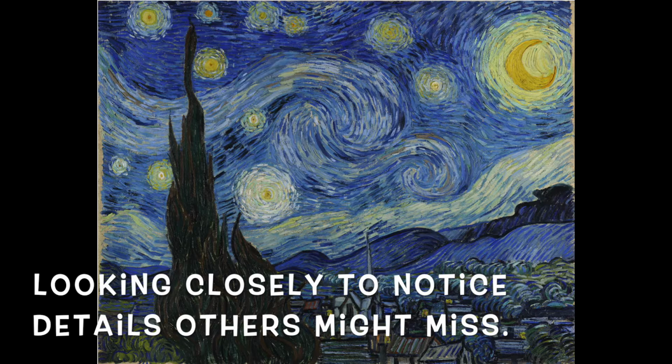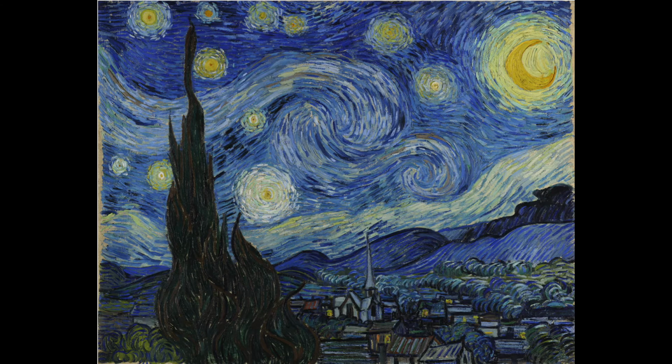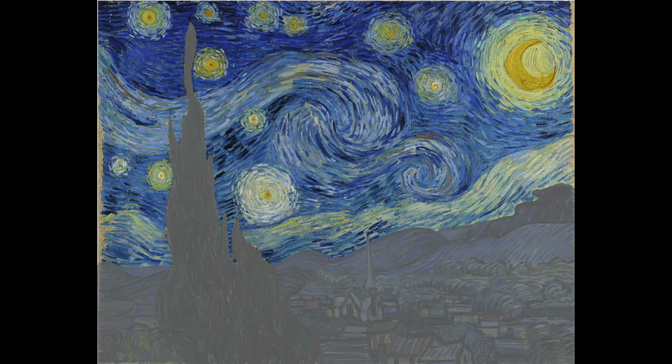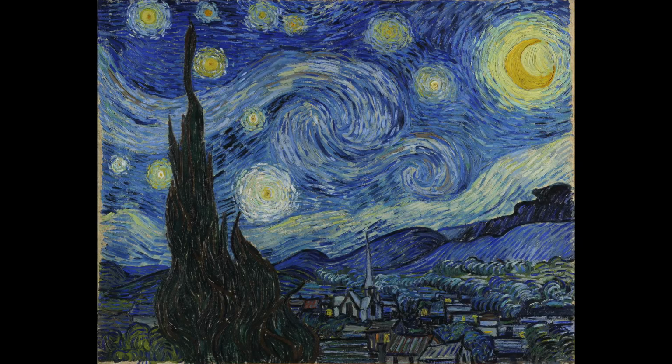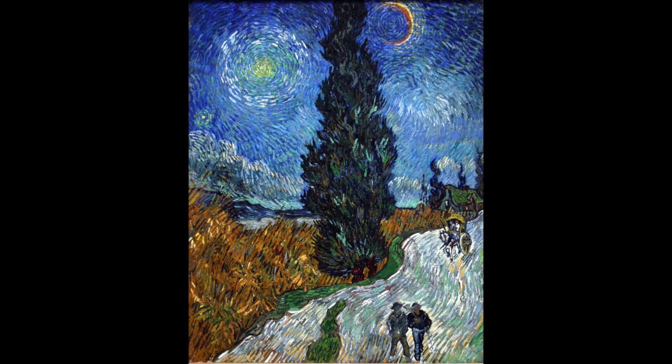others might miss. Let's observe closely how Van Gogh uses contour lines in the sky. You can pause the video while you look at the painting. What do you notice about the contour lines in the sky of this painting, called Road with Cypress and Star, painted in 1890?